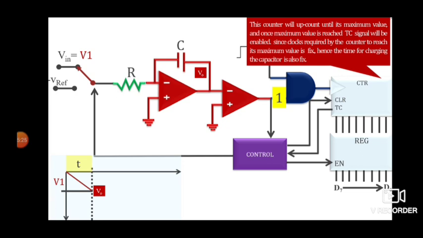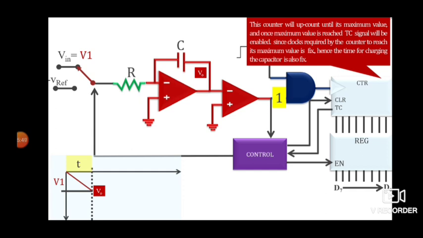So as of now, we can conclude that with the help of that clock, your counter will start counting. Let's say this is a counter and it is having mod 16, just for the sake of discussion. So if it is having mod 16, it will take 16 clock pulses to count.